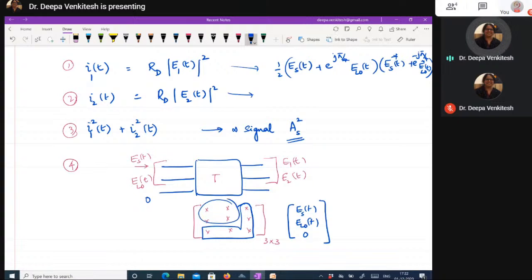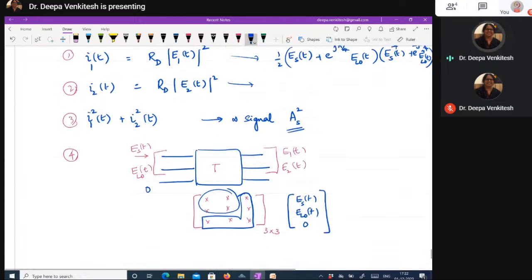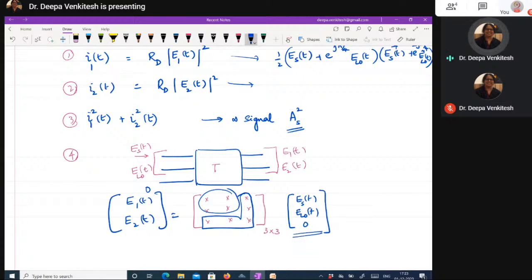And if you look at the square part of that matrix, you will have some elements that are written up. I've given you the elements of that matrix. In this case also, I'm asking you to find out the AC component of I1 of t. The method is the same. You will find out E1 of t and E2 of t in this case as multiplication of this 3 by 3 matrix with this input matrix.